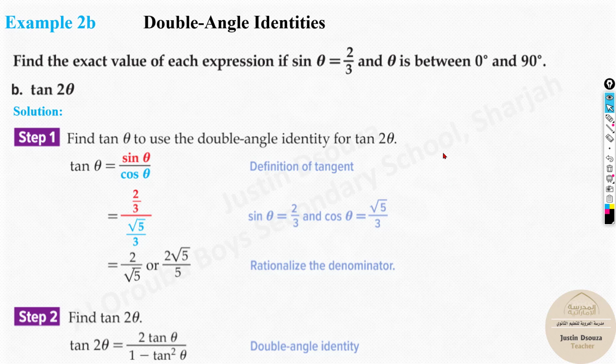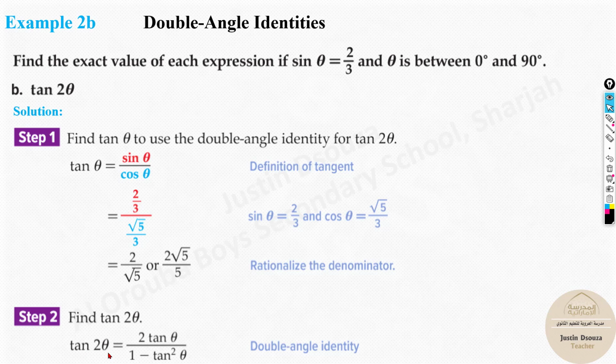I'll just repeat how to solve for tan 2 theta. Generally, they will give you the sine theta and cos theta value, or if tan theta value is given, it's very easy. So if sine and cos is given, substitute in the formula of tan theta. Tan theta is sine by cos. So whatever is sine divided by cos, and it is from 0 to 90, so both are positive. Next, solve it up, simplify, you get the answer. This is the value of tan theta, which will be used to find the tan double angle identity.